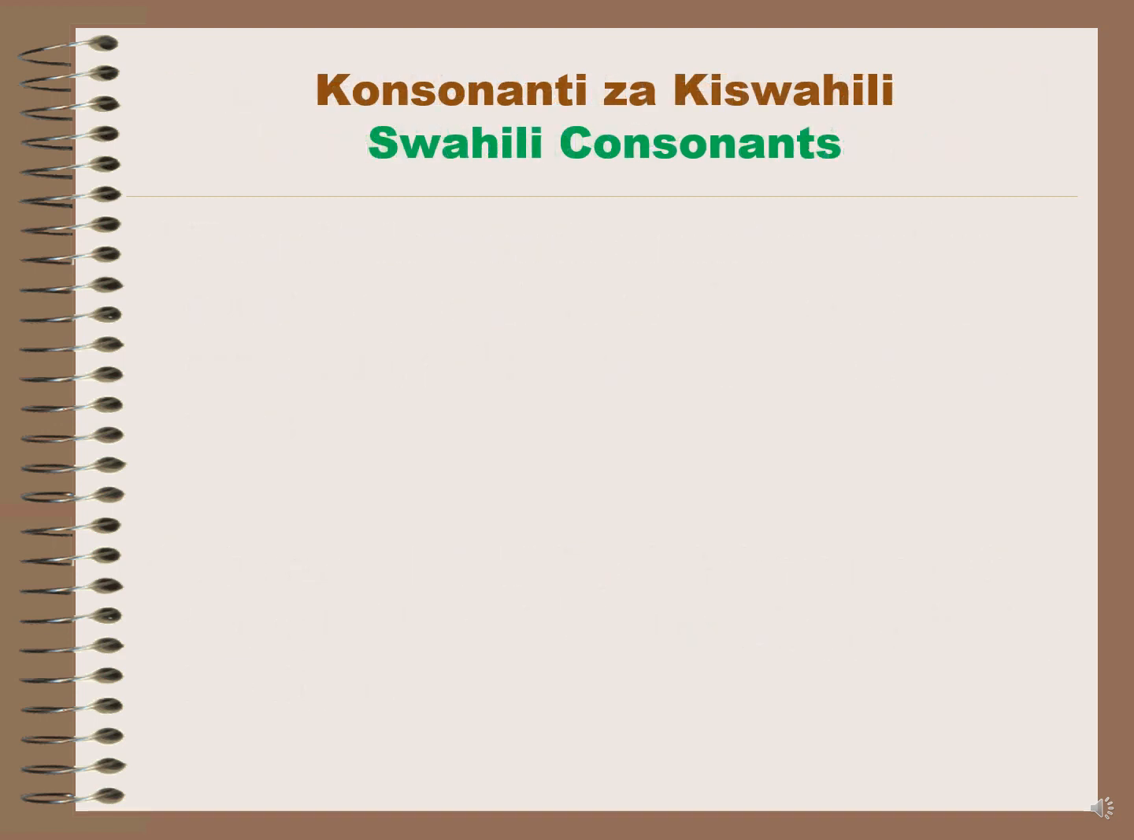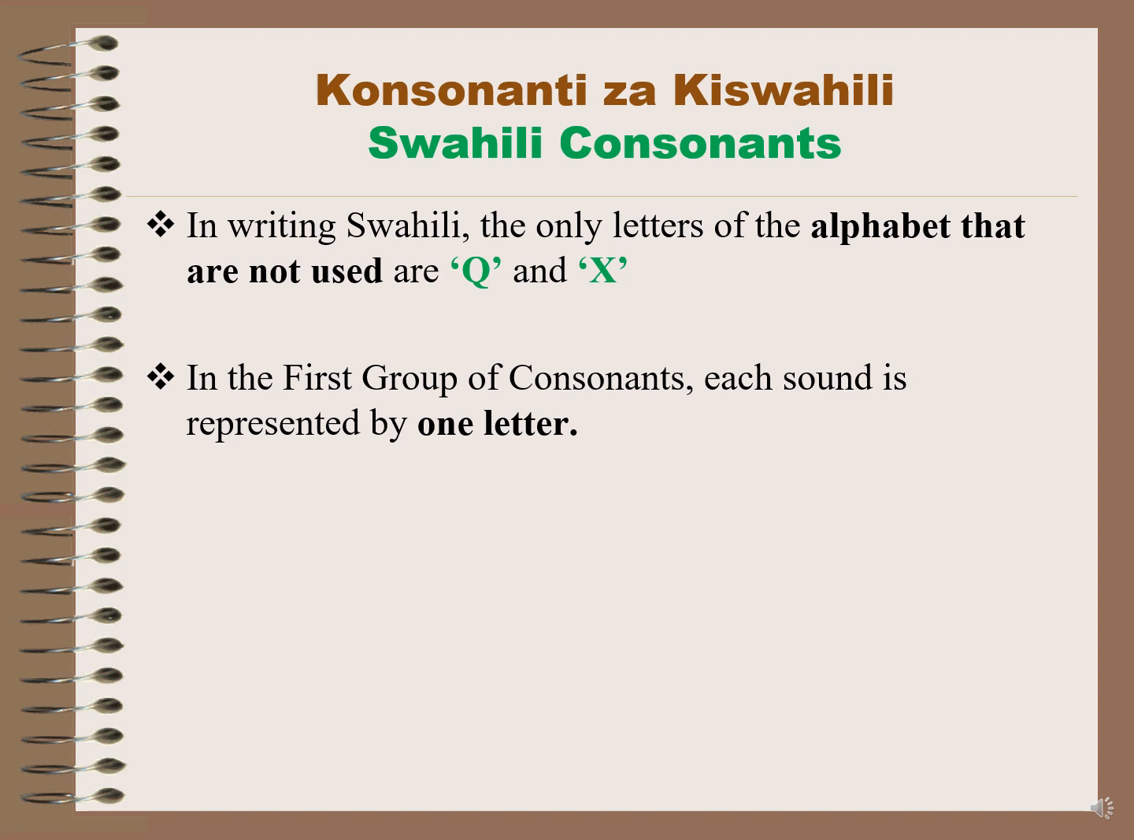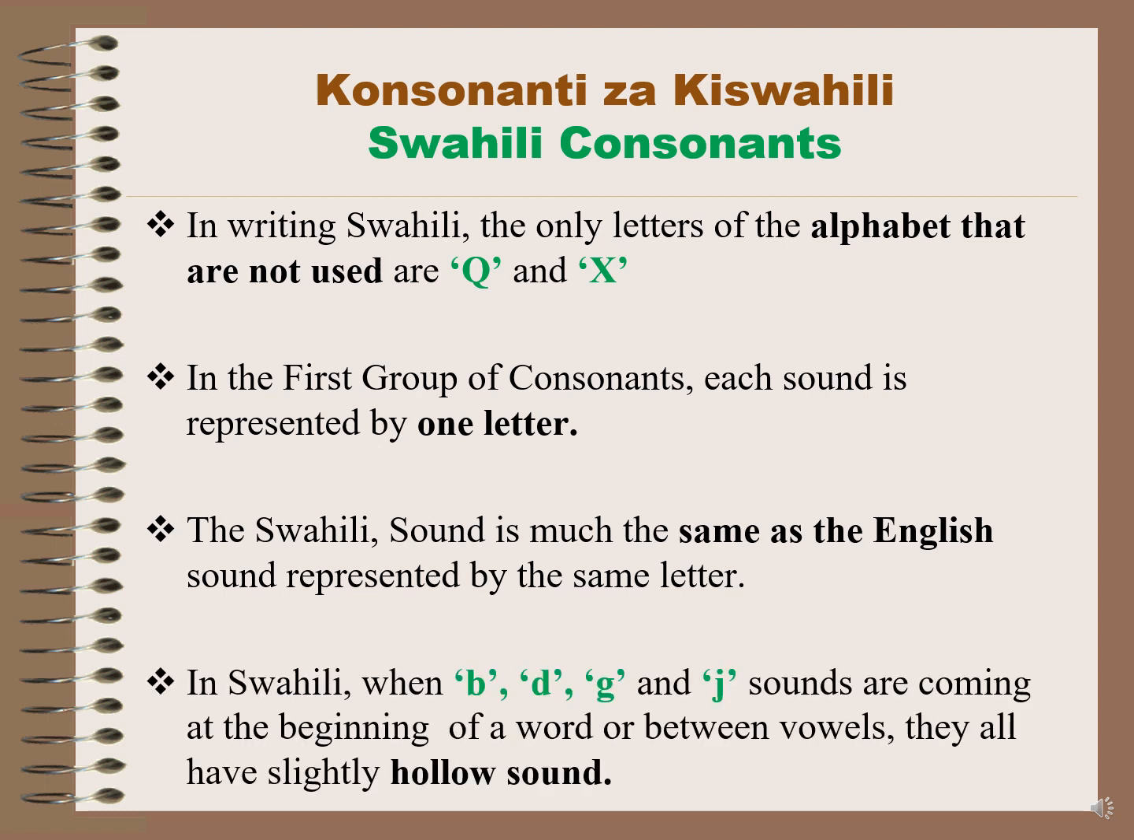Konsonanti za Kiswahili. Swahili consonants. In writing Swahili, the only letters of the alphabet that are not used are Q and X. In the first group of consonants, each sound is represented by one letter. The Swahili sound is much the same as the English sound, represented by the same letter.